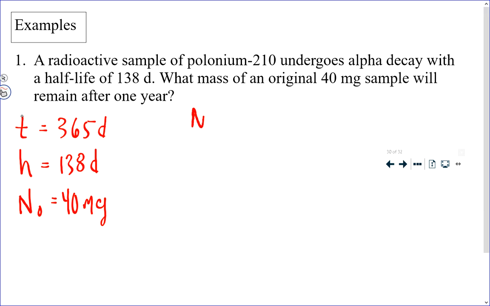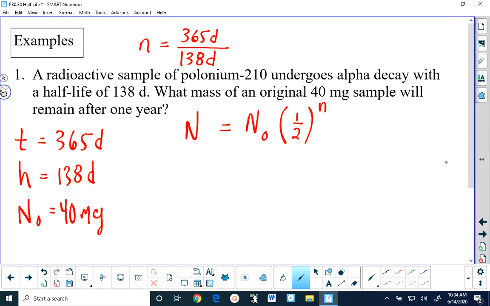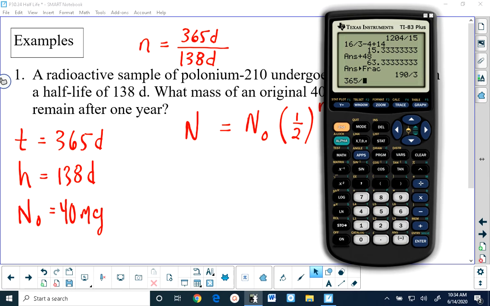So our formula is N, the amount remaining, equals N sub 0 multiplied by 1/2, or 0.5, raised to the lowercase n. Now, lowercase n is the number of half-lives that have elapsed. And we can figure out how many half-lives have gone by taking the total time, 365 days, and dividing by how many days one half-life is, which is 138 days. This is going to give us the number of half-lives. 365 divided by 138 gives 2.64 half-lives.